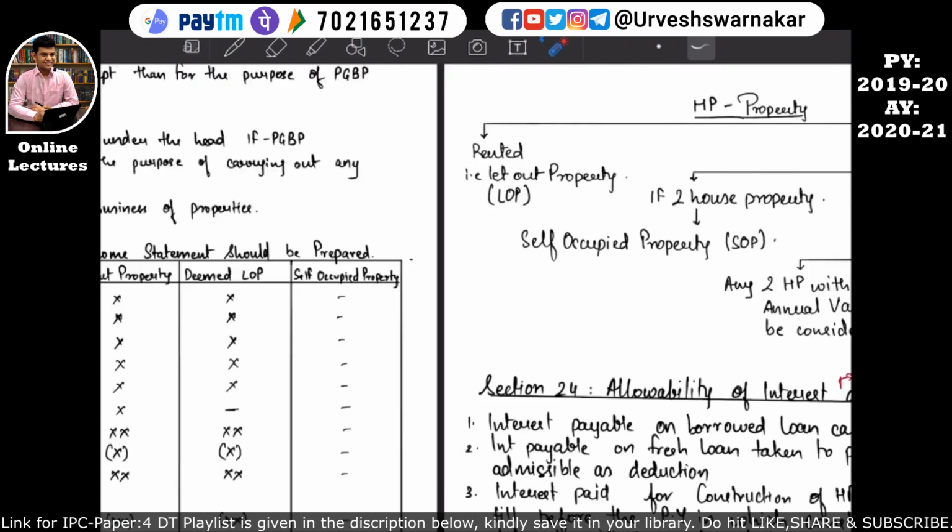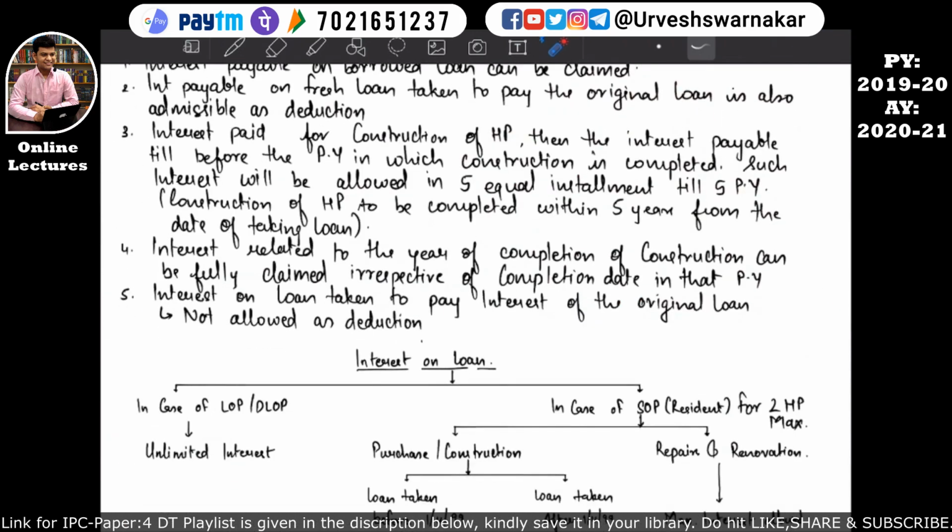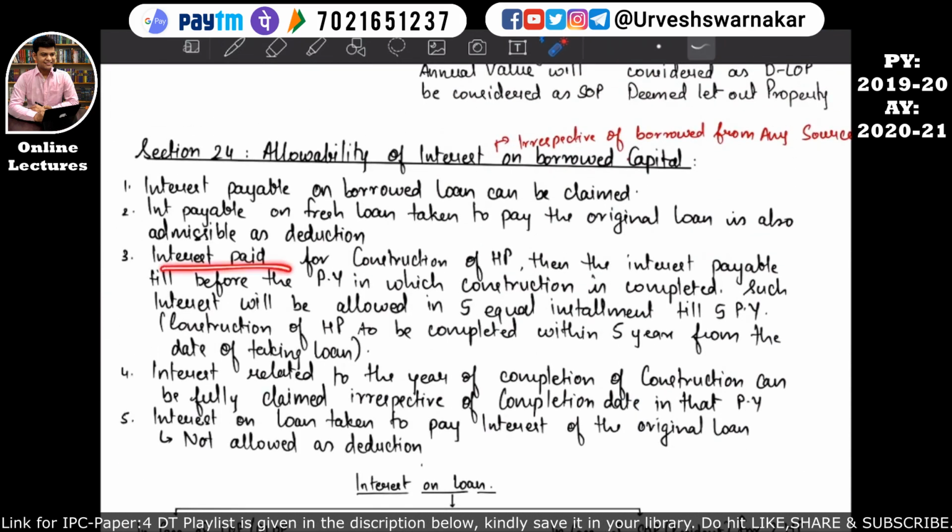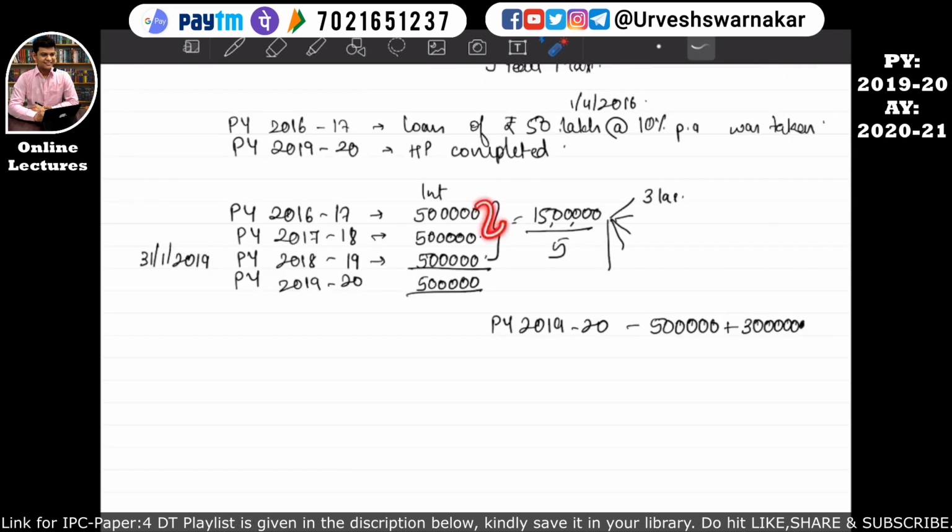So that is what this third point is trying to say. The third point is trying to say that interest paid for construction of the house property, then the interest payable till before the previous year in which the construction is completed, such interest will be allowed in 5 equal installments till 5 years. It means total interest. This total interest, if the construction of the house property gets complete in the year 2019-20, then this earlier 3 previous years' total interest will be allowed as deduction in 5 equal installments for the upcoming 5 previous years. I hope that is quite clear to you all.